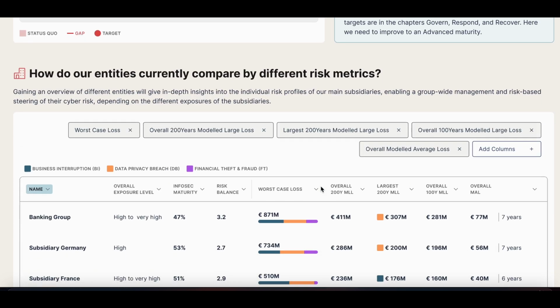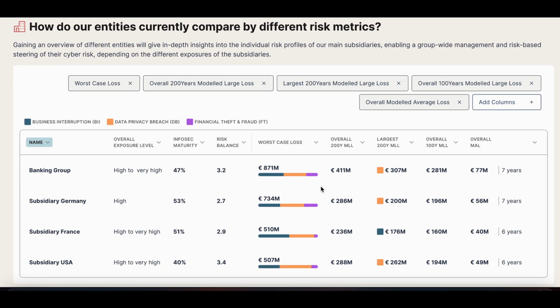And again, here we have this overall entity view, which I talked about earlier, just displayed in a different format. So these are just different views or different ideas of how we might want to present this information and compare it to other metrics which are important for the board to understand.